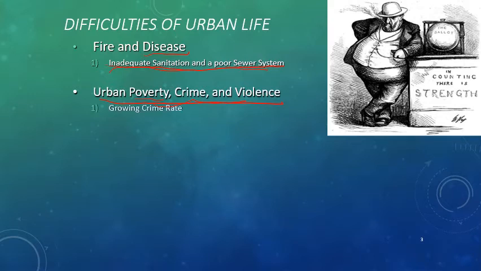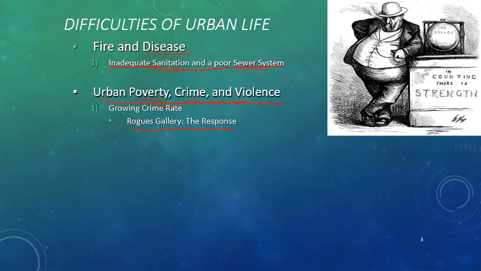So, with growing crime rates happening all over big American cities, Philadelphia, New York, Boston, Chicago, all of them, we have to do something to address the growing crime rates in the cities. A response to that is what they refer to as the Rogues Gallery. In larger terms, it's really the birth of modern American law enforcement.